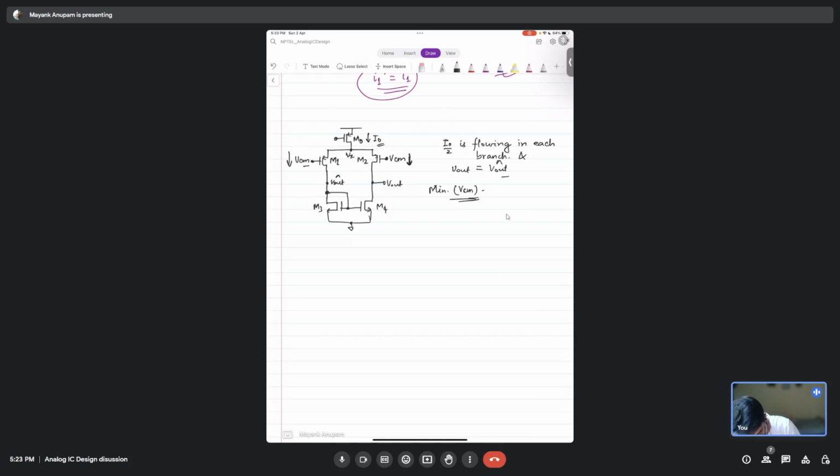For I naught by 2 current to flow in these two branches, there will be some voltage here, right? There should be some overdrive here, correct? There should be some VGS here. Fine. So the same value will be here also. Let's call it VB1. So similarly, this voltage will be VB1, isn't it? And if this is VB1, this will also be VB1, isn't it? Fine. Now tell me what will happen if VCM starts to go down.